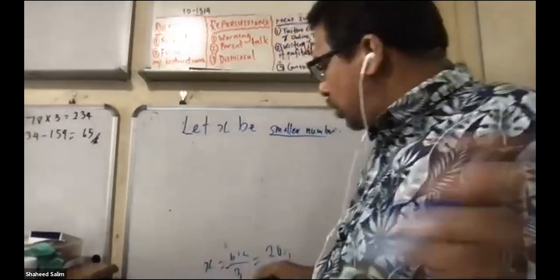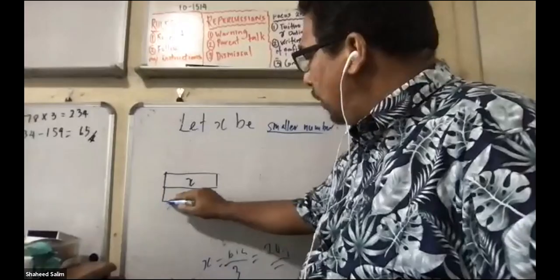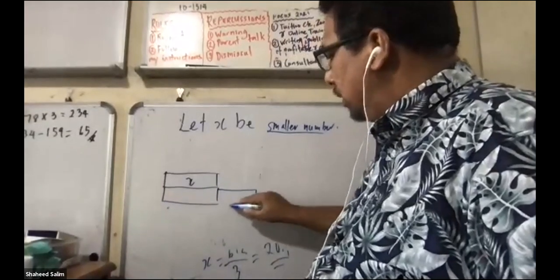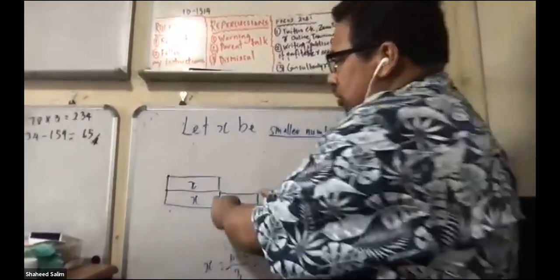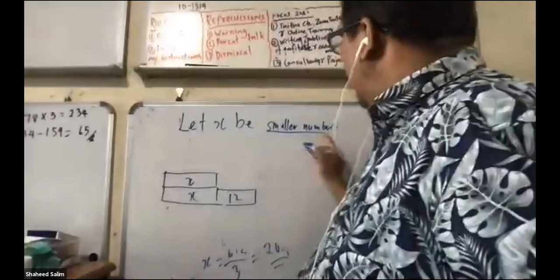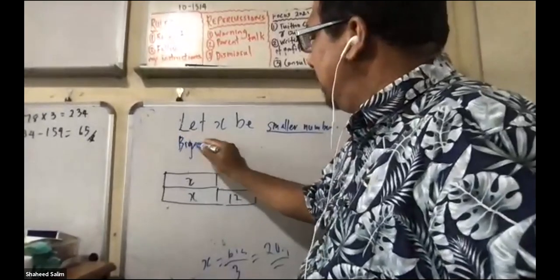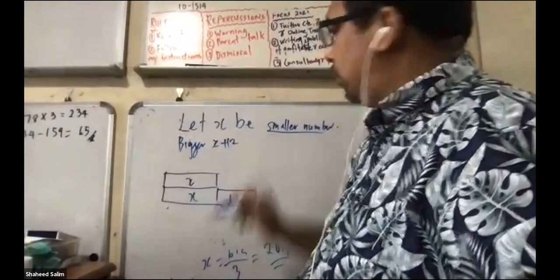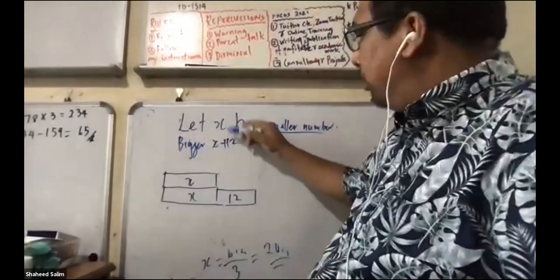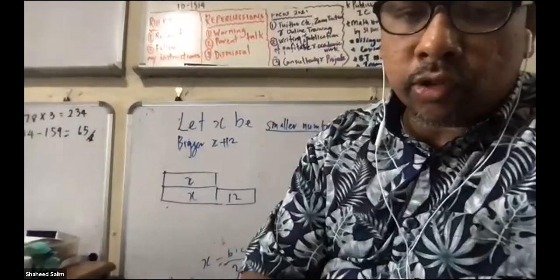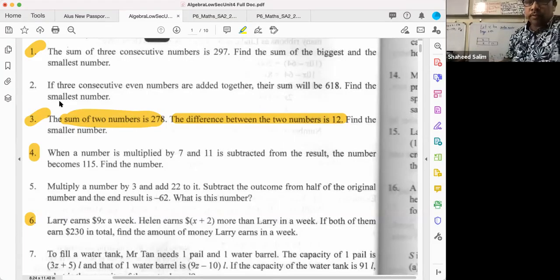Bigger number must be, down here, okay. The difference they say is 12. So let's say I draw this one. One is x. The other one must be 12 more, because the difference is 12. So smaller number is x, bigger number x plus 12. Then you add both of these to solve. So you try to solve now. Can you solve it? Number 3. The sum of the 2 numbers. You already know x and x plus 12, they are the 2 numbers. So what is the value of x?